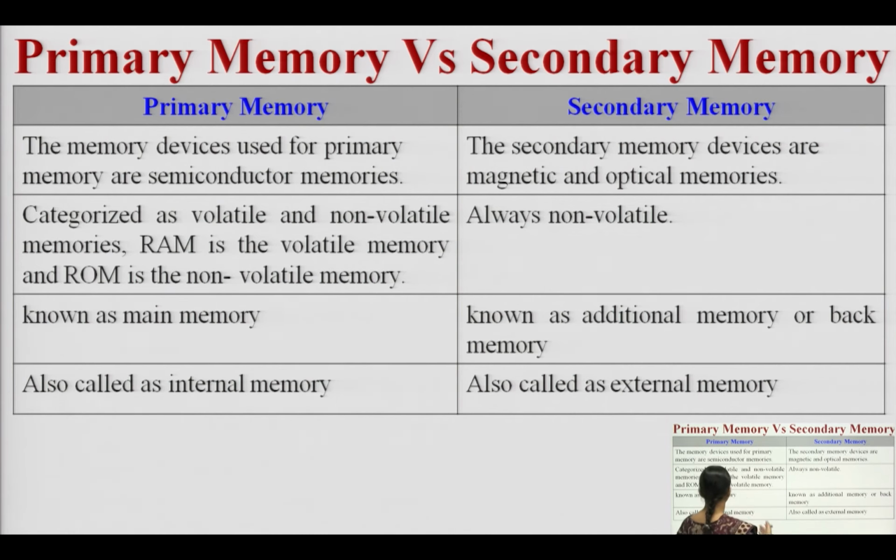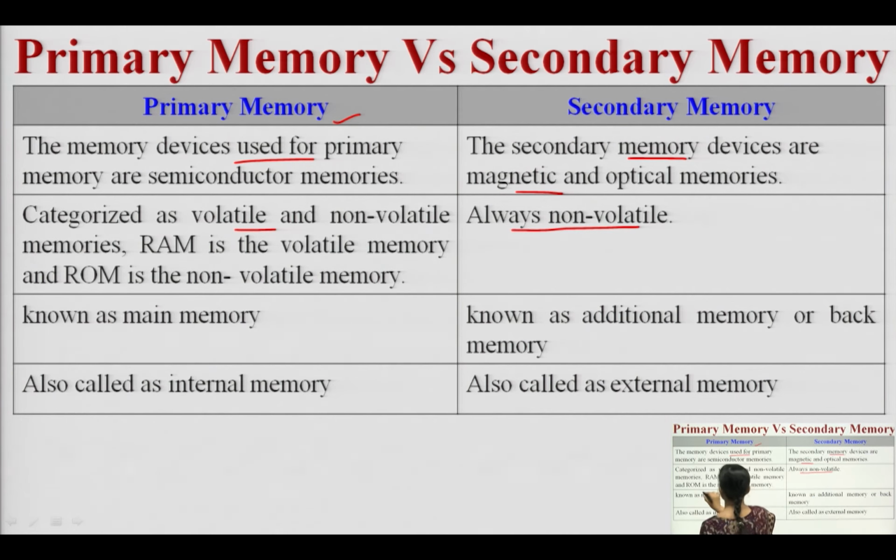So, let us have a recap. The memory devices that are used primarily are semiconductor memories, and in the case of secondary memory, the devices are either magnetic or optical memories, as we have said. The primary memory is categorized as volatile or non-volatile. RAM is volatile and ROM is non-volatile, whereas secondary memory is always non-volatile.